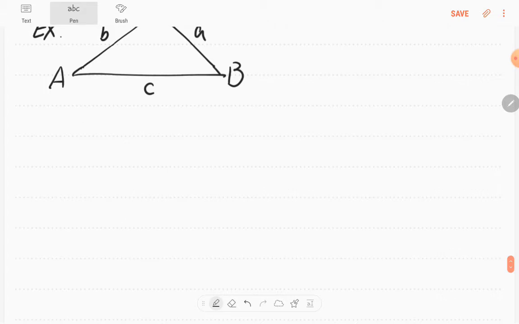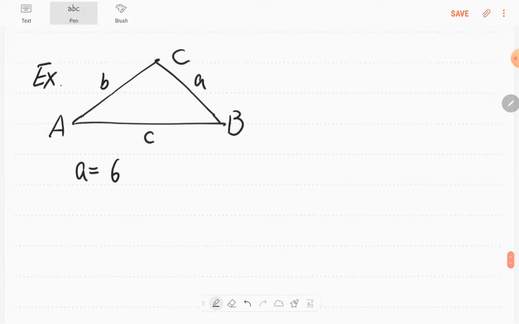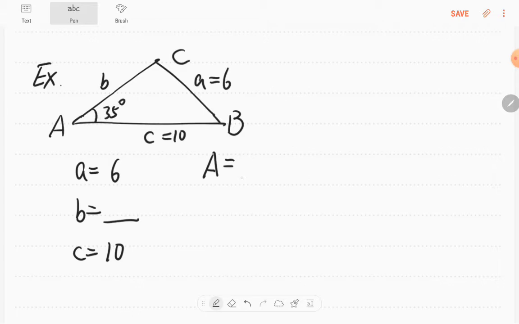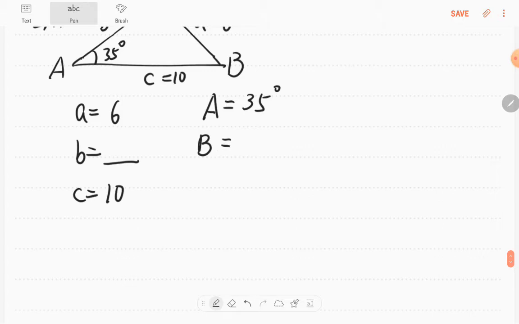Okay, we know that A is equal to 6. B we don't know. C equals 10. And angle A is equal to 35 degrees. Right? So we know two sides and the angle, which is not between these two sides. And this angle B is the thing we are looking for, and angle C is the thing we are looking for.